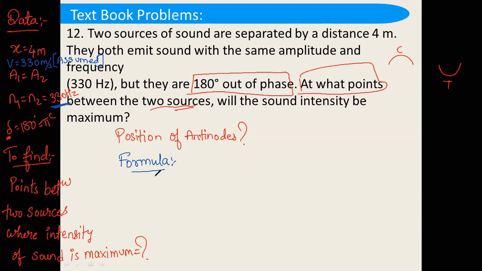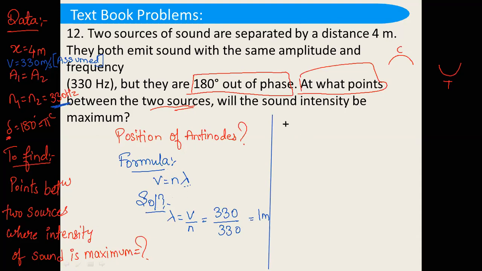So the formula is v is equal to n lambda. First, we are going to get the value of lambda. First, we will calculate lambda. So, solution: lambda is equal to v divided by n. V is 330, n is 330. So the wavelength is equal to 1 meter.